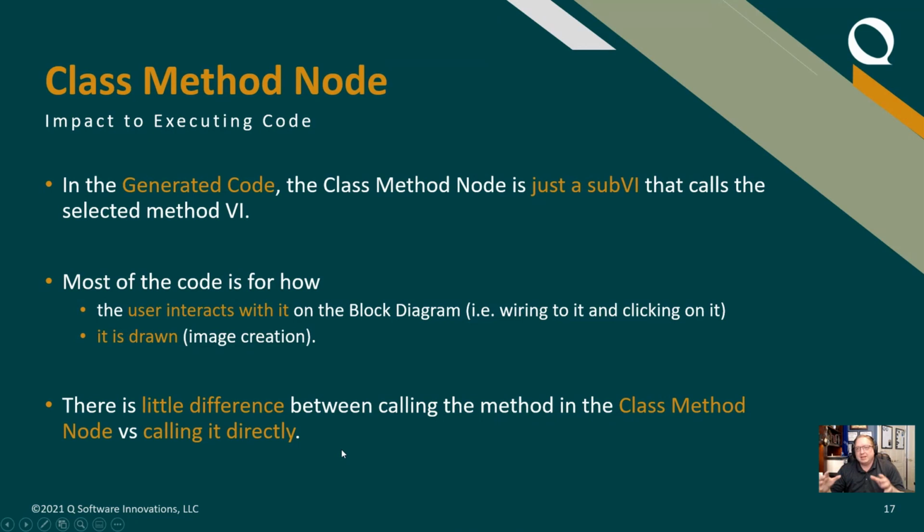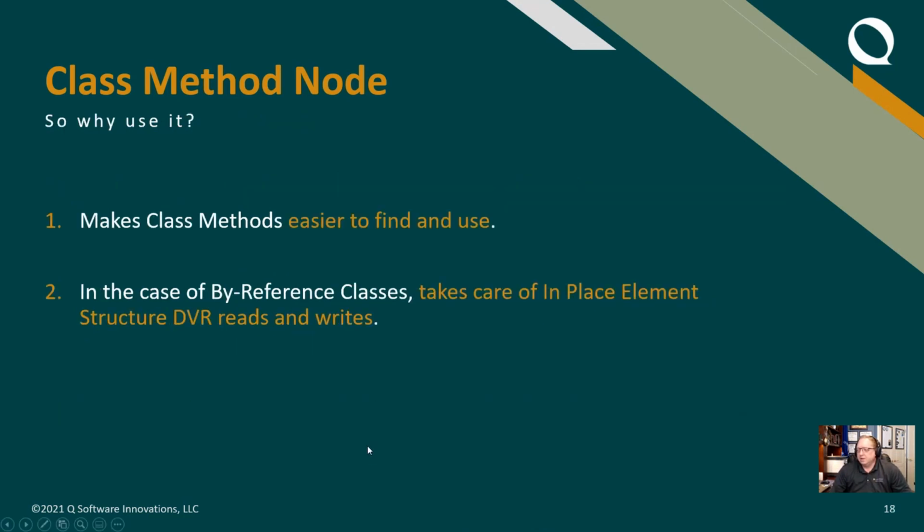The way that this makes it simpler is that, for by-reference methods, you can create your methods still having the classes as the input and output. You don't have to try to replace the input and output with the DVR instead. So why use it? It just makes it easier to find and use methods. And in the case of the by-reference structure, it takes care of the in-place element structure, DVR reads and writes.